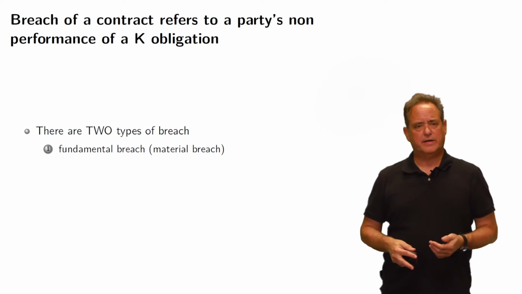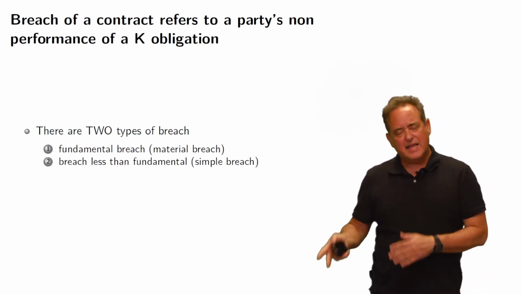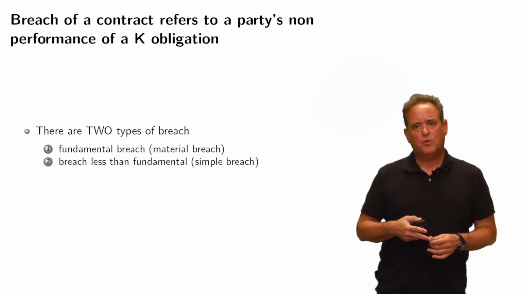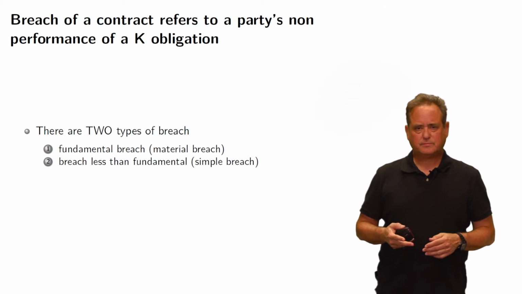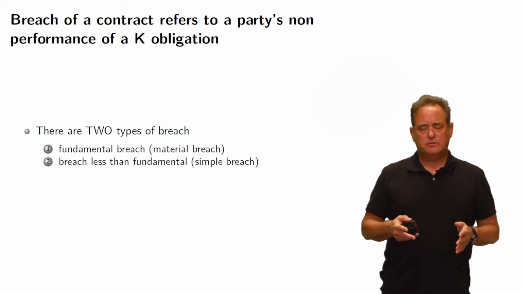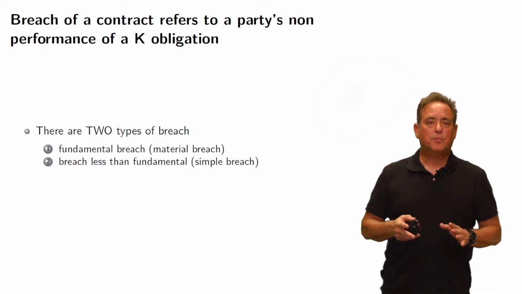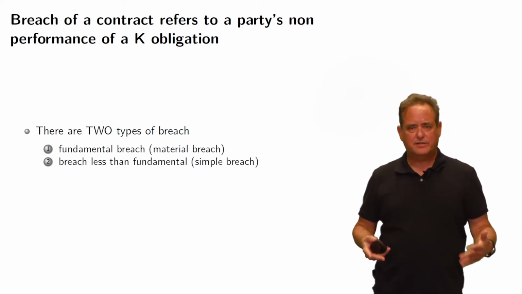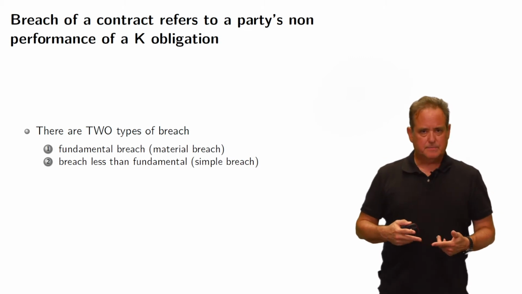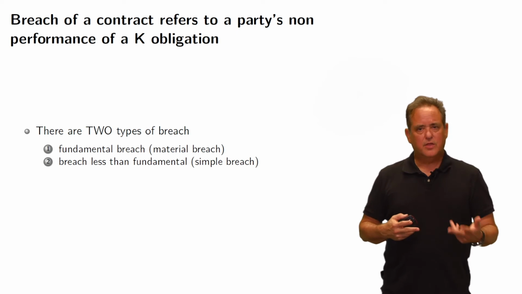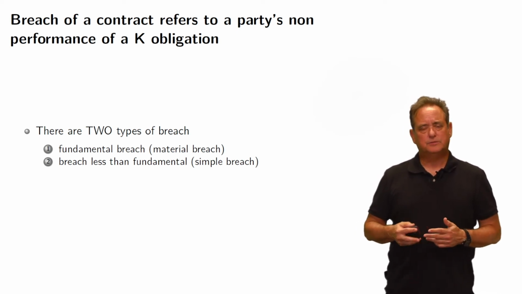That's a fundamental breach. There may be, however, a breach that's less than a fundamental breach, what we call in the United States a simple breach. And a simple breach, again, we'll talk a little bit more about it, but essentially a simple breach is something less than a fundamental breach. That's how it's defined, which means things like late payment or late shipment.